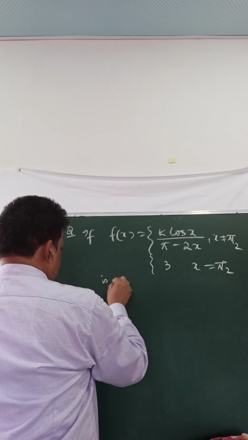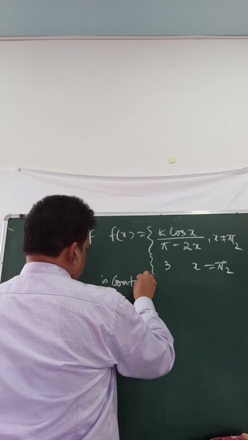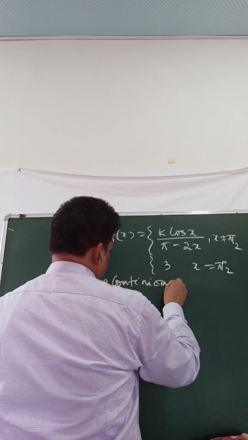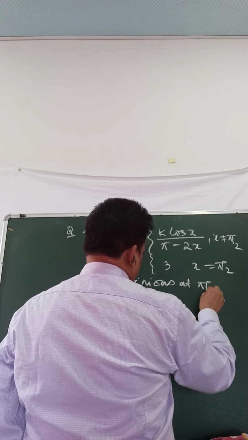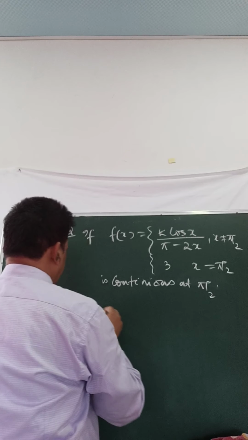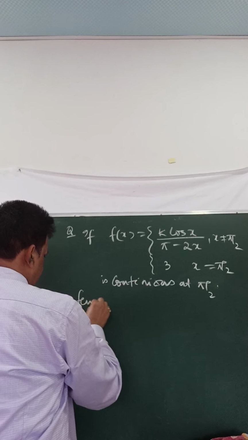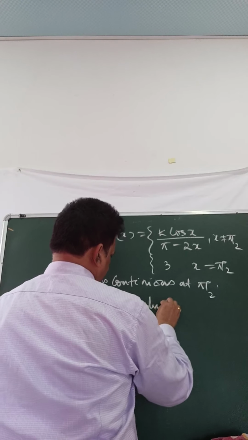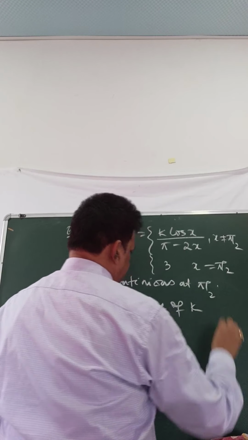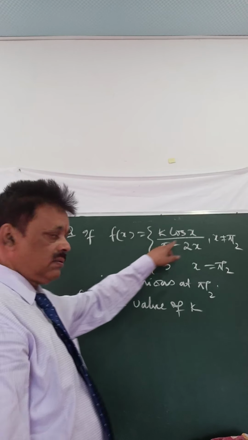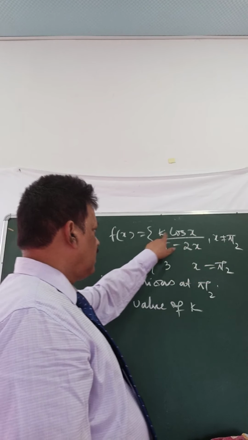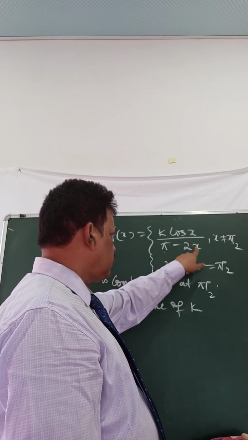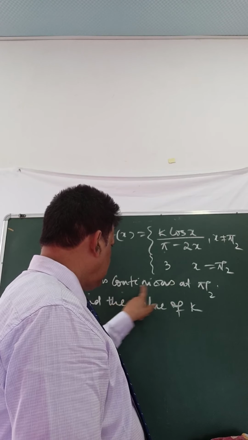Is continuous at pi by 2. Find the value of k. Look at here. We are given k cos x by pi minus 2x is continuous.